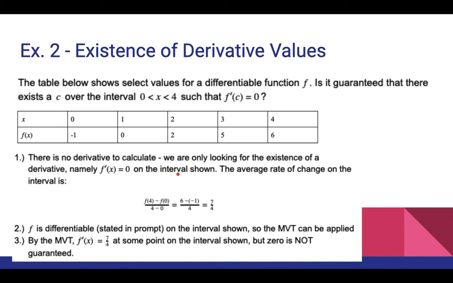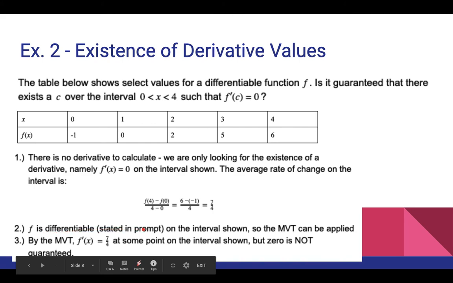We don't have to calculate any derivative here, because the problem is strictly asking for the existence of a certain derivative value. It's not asking us to solve for c, it's just asking, is it guaranteed that there's a point c where the derivative is equal to 0. So we can't calculate a derivative here, we're only looking for the existence of a derivative, but we can calculate the average rate of change over our interval of interest, 0 to 4. So the average rate of change, (f(4) - f(0)) / (4 - 0), when you carry out the calculations, is going to be 7/4.